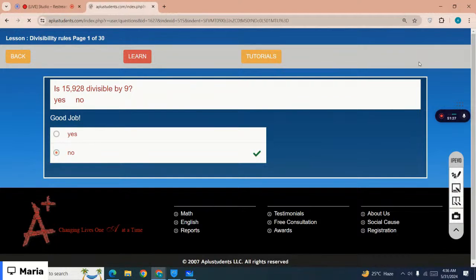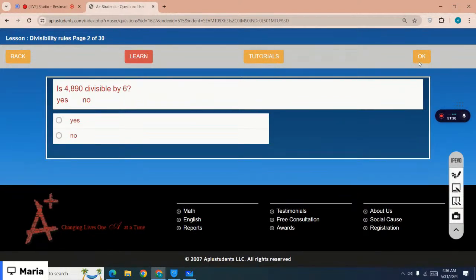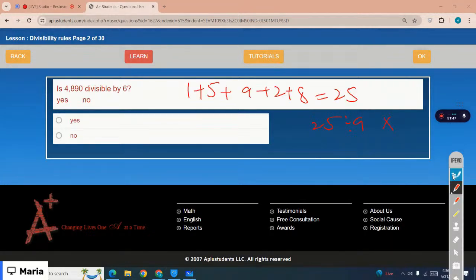Okay, the next one: is 4890 divisible by 6? The divisibility rule for 6 is you have to see if the number is divisible by 2 and divisible by 3, then the number is divisible by 6, right? If the given number is divisible by 2 and divisible by 3, that means the number is divisible by 6. Got it?